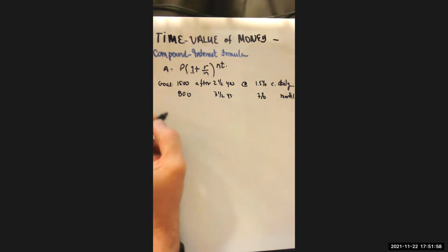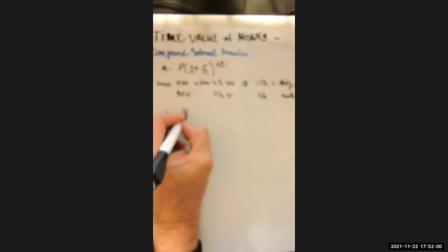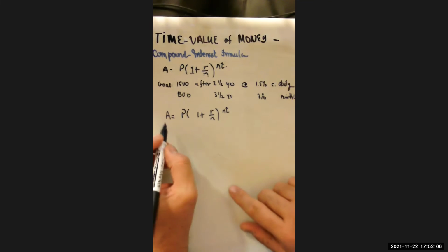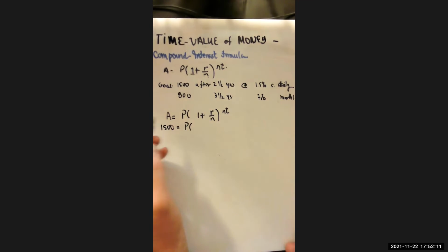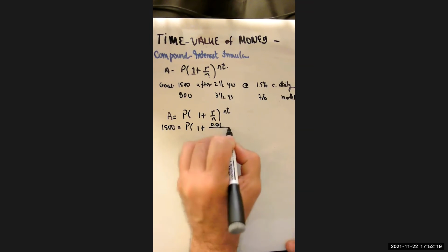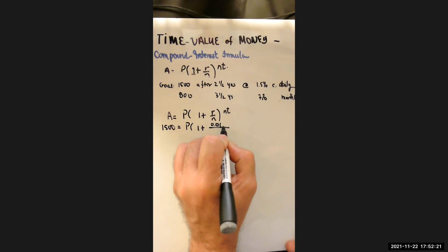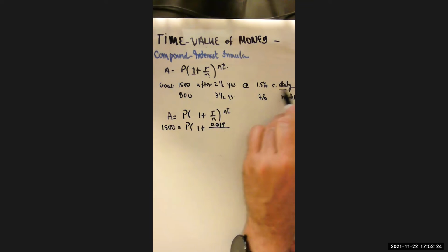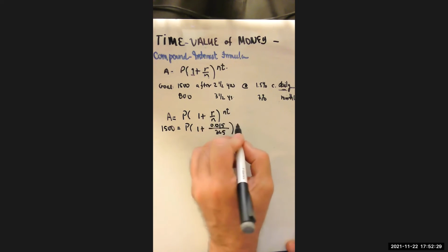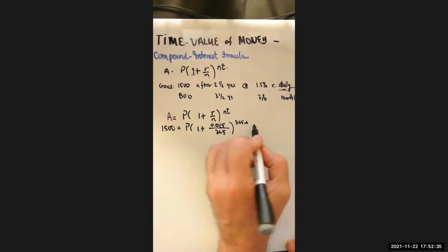So once again, the formula A equals P times (1 plus R over N) to the NT. My goal is to get $1,500 and I need to look for P, so that would be 1 plus. What is the rate? 1.5%, 0.015. We're going to compound it daily, 365 days in a year. Once again, N, 365, times 2.5 years, 2.5.